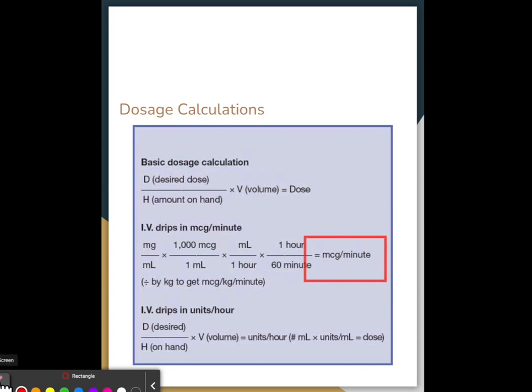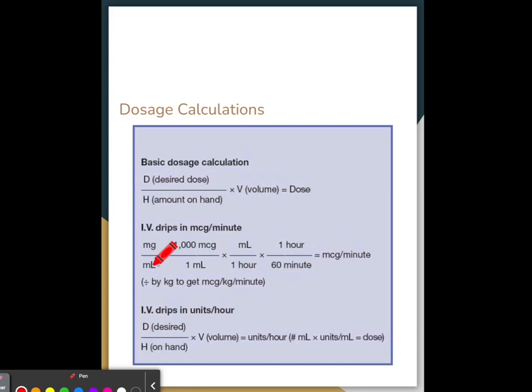Is that fair game for NCLEX? Actually, it is. So let's go with a better markup tool. If we start out in milligrams per milliliter, and we ultimately want to get to micrograms per minute, then we do know that 1,000 micrograms per milligram. Typically, the formula is going to give you pieces of the puzzle that would fit in here.